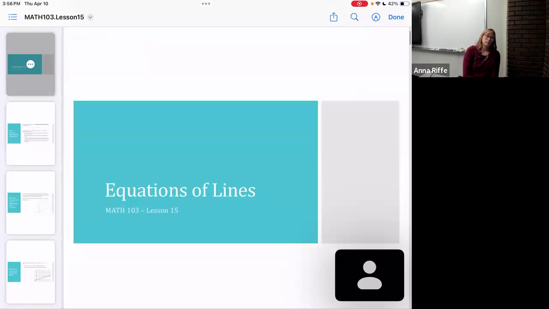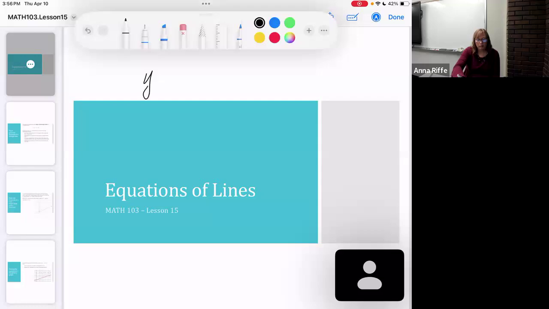So we've talked about graphs. We've talked about how they can represent relationships between 2 variables. We've used that one equation, y equals mx plus b, and related that to a graph. This lesson, we're still working with linear equations, but instead of just being given an equation, we're going to be given some information about the line and asked to write our own equation. So that's kind of big picture what we're doing this lesson.